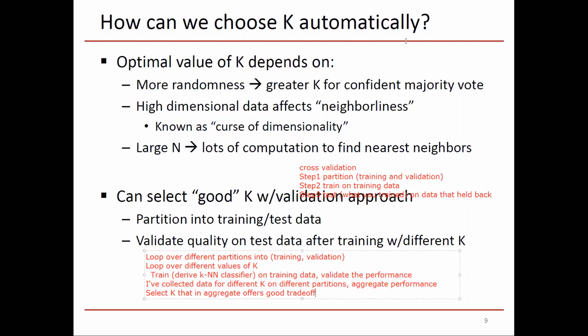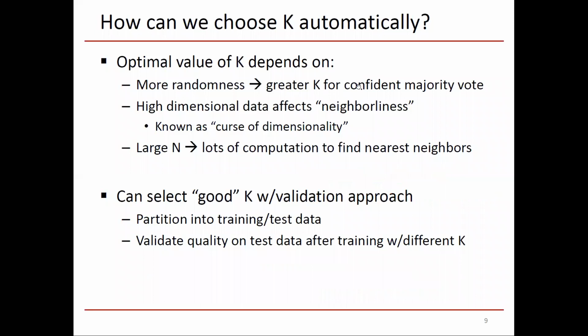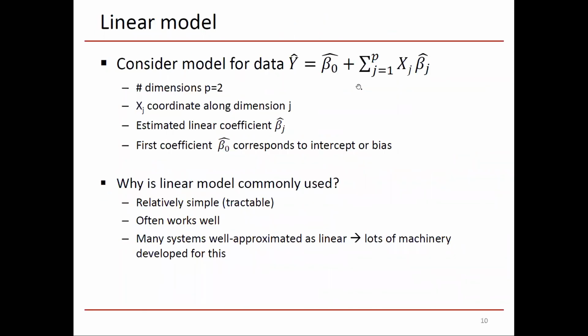All right, so let's move on. We know how to choose k in the k nearest neighbors approach somewhat automatically, but let's now look at a completely different approach for classification. And we're going to look into this approach in greater detail over the next several modules, and it's a linear model.